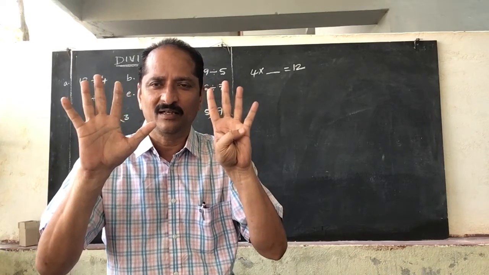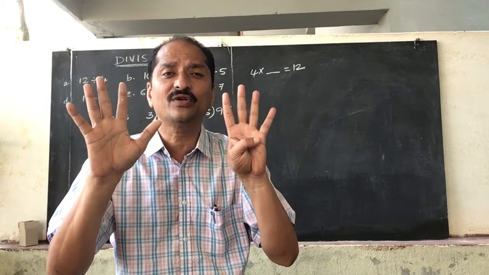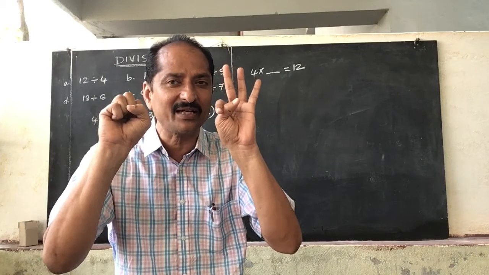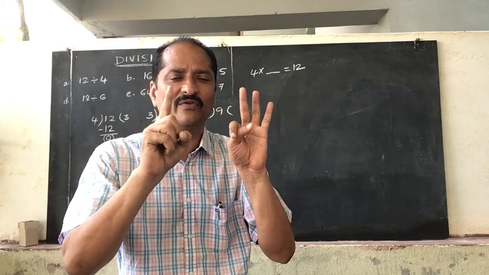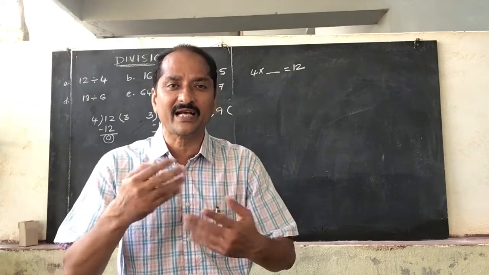So take out 9. How many 6's are there in 9? So take out one 6. Is there another 6? No. Okay, so how many 6's are there in 9? Only one 6 is there. Understand? That is this repeated subtraction.